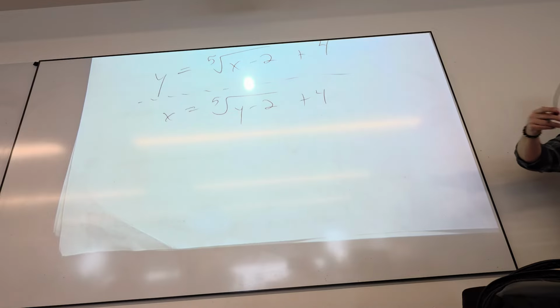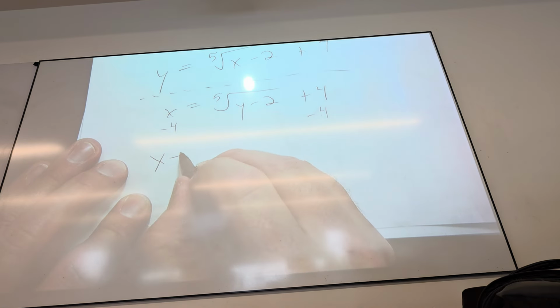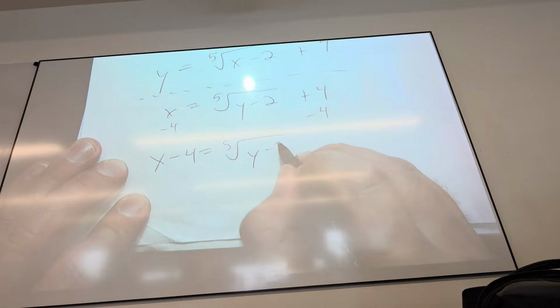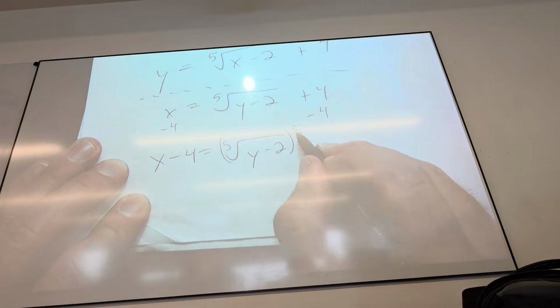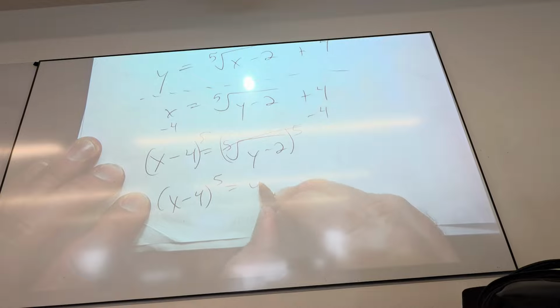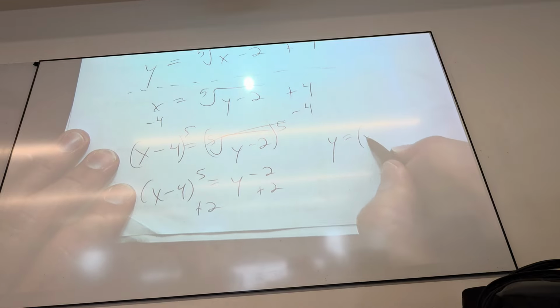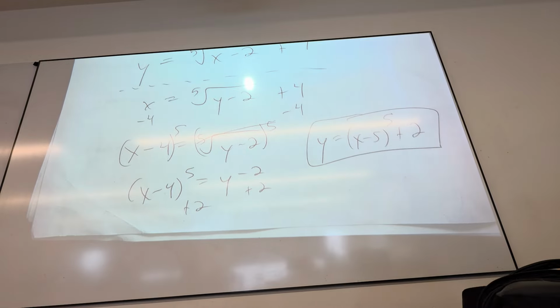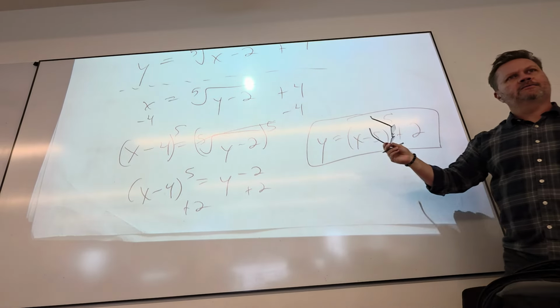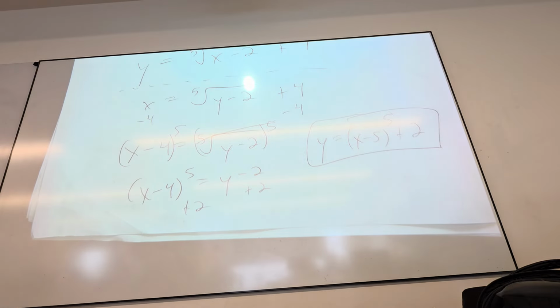What's the first step now to try to solve for y? Take away 4? And then what? Raise it to the 5th power so these kill each other. And then what? Add 2 to both sides and end up with y equals x minus 4 to the 5th plus 2. Please understand you can stop there. Do not write that 5 times and multiply. Especially not on the test. You only have so much time. Don't do that to yourselves.